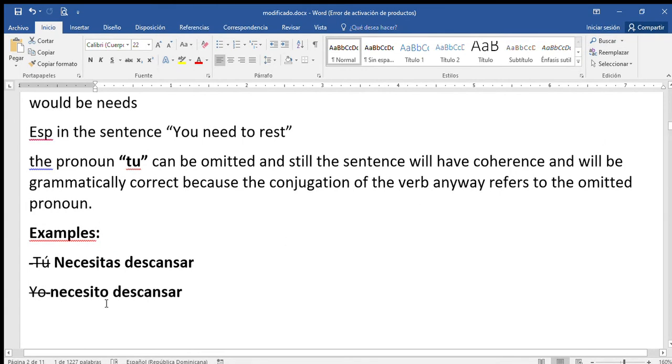When you say "yo necesito descansar," it's the same. When you go to the conjugation of the verb, when you say "necesito," you're talking about yo. So you can use it or not use it. There's no problem with it.